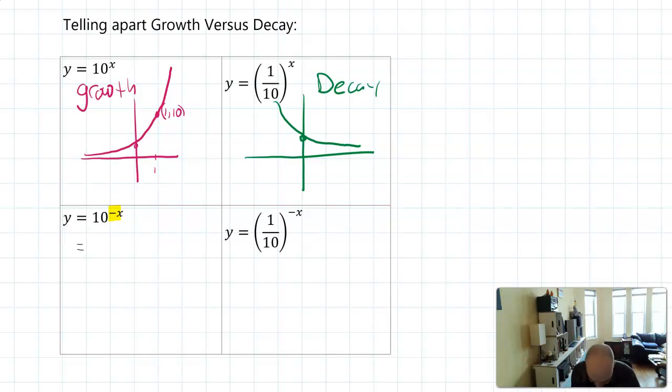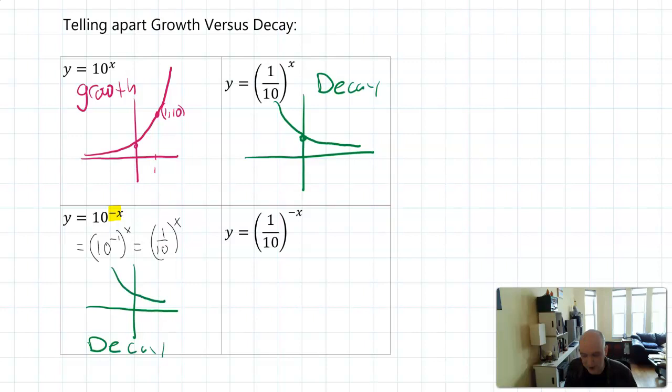So 10 to the negative x is like 10 to the negative 1 to the x. So that's the same as 1/10 to the x. So 10 to the negative x actually also represents decay, because algebraically, it's equivalent to 1/10 to the x. These two graphs are the same.